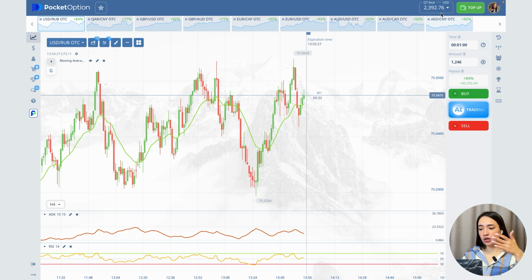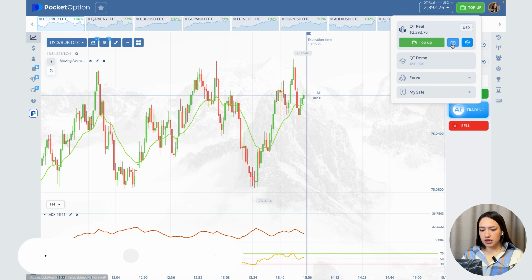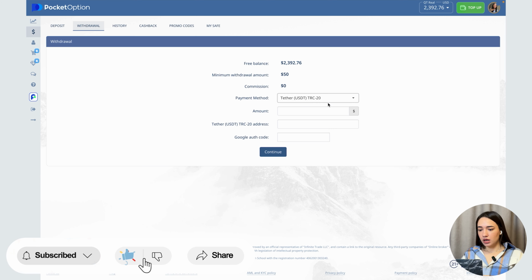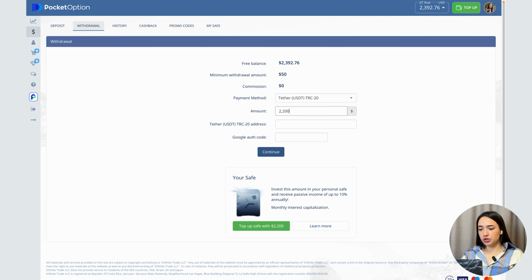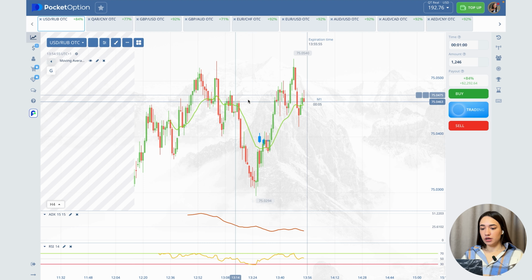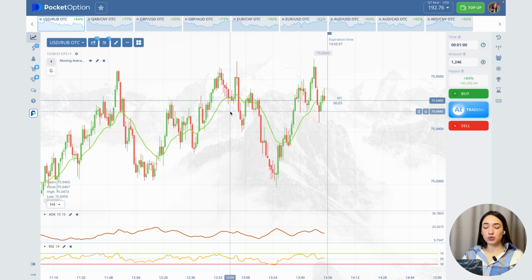So let's get to the logical conclusion, and let's fix today's profit and go to the withdrawal tab. And let's withdraw $2,200. And the operation is successfully performed, guys. And that was the trading for today. So this is how I managed to earn over $2,000 in just one trading session. It's awesome. I told you that this strategy is really awesome.